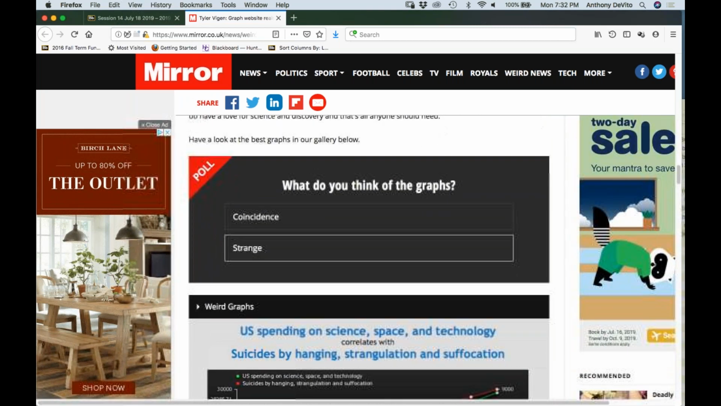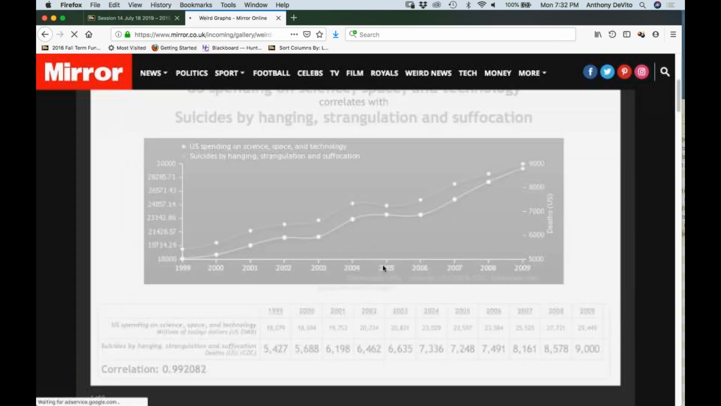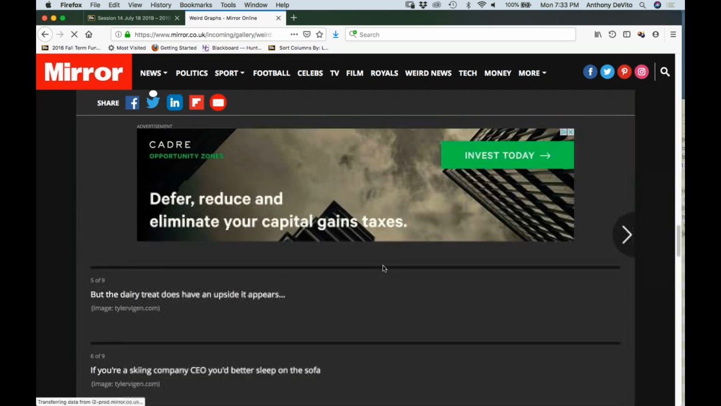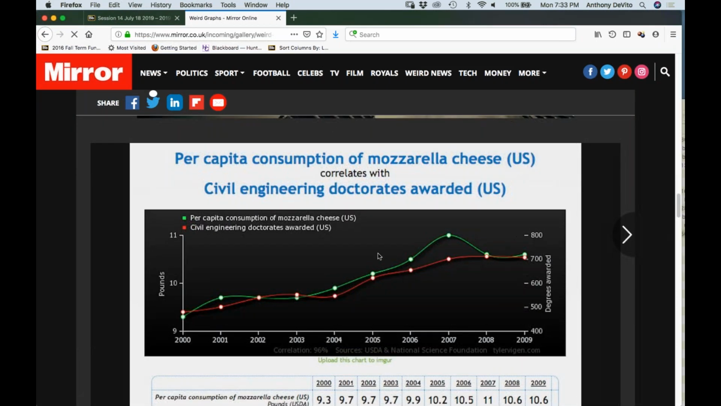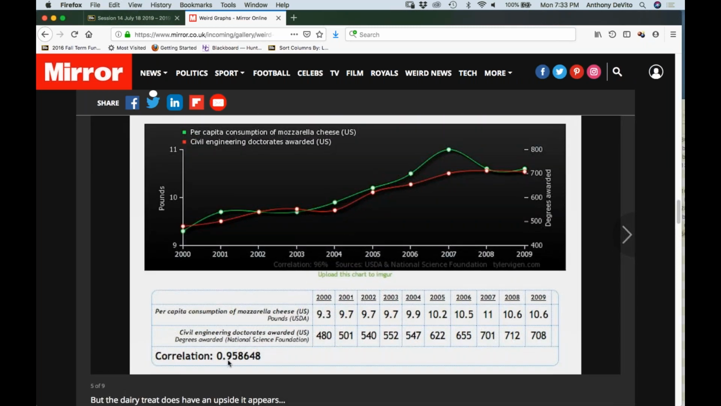Okay, good. So you can go through, he's got a ton of them over here. U.S. spending on science, space, and technologies correlates with suicides by hanging, strangulation, and suffocation. You can go through some of these, they're pretty interesting. The per capita consumption of mozzarella cheese correlates with civil engineering doctorates awarded in the United States. Look at this correlation. It's almost a perfect correlation, right? And these are real numbers. According to him, I haven't checked them, but according to him, they're real numbers.